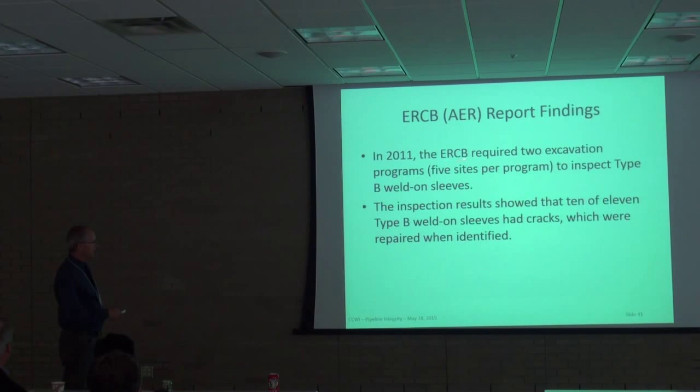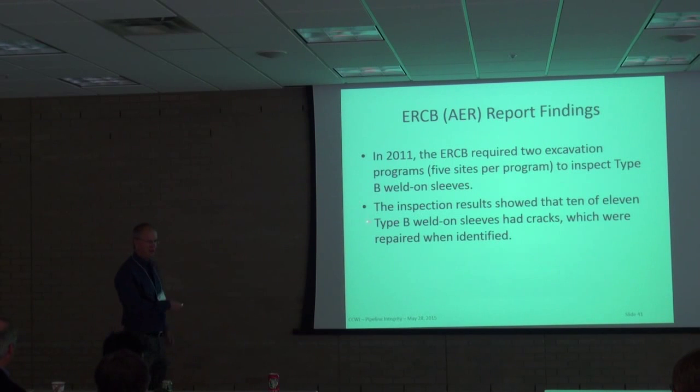But the big thing was when the ERCB, these guys keep changing their name. You'll see some of my stuff says EUB, some says ERCB, and some says AER. They're all the same government body: the Energy Resources Conservation Board, the Energy Utility Board, and Alberta Energy Regulator. They just keep changing their names. But they did a bunch of digs, and 10 of 11 of these sleeves that were inspected in 2010 were cracked. So that's why I suspect that nothing was actually dug up and inspected in 1990, because everything they looked at was cracked when they looked at it now.